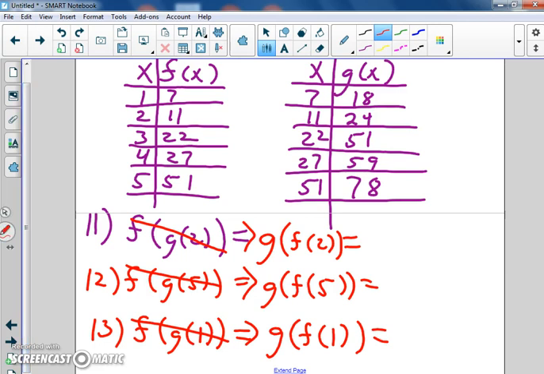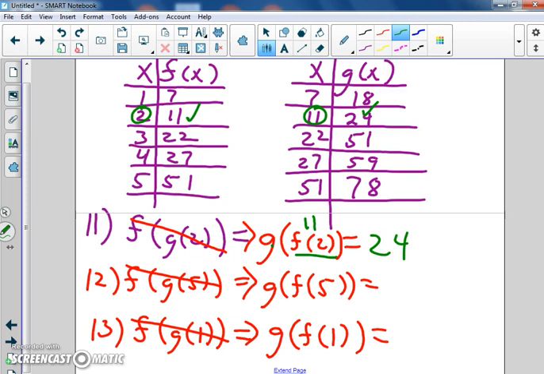Now that you've done that, here's what you're going to do. Look at f of 2. Here's f of 2, is 11. Now go to the g, okay? G of 11, this becomes an 11 now. G of 11 is 24. Your answer is 24. Okay, remember when we do compositions, the domain and the range switch places when you do the composition.